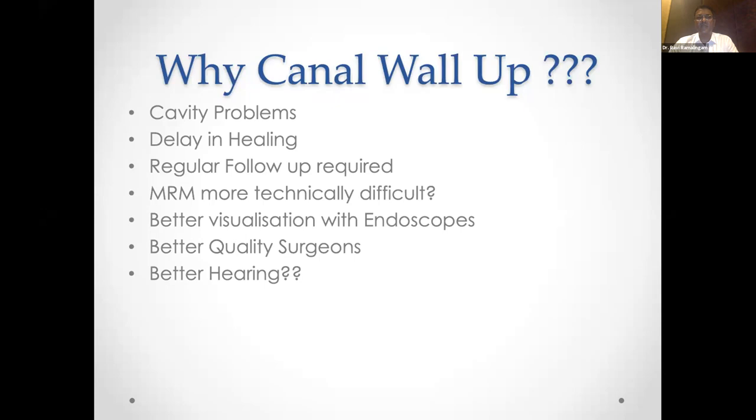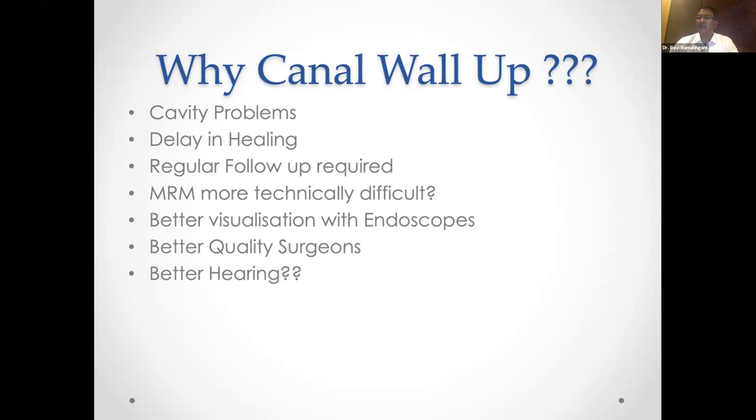And I believe that in contrast to other techniques of middle ear surgery, a modified radical mastoidectomy or a canal wall down is generally considered more technically difficult. We live in an age of endoscopes. We are able to look around corners for better visualization. And therefore, are we better equipped and better capable of removing cholesteatoma with the help of endoscopes, thus obviating the need for a canal wall down? So we are better quality surgeons, and therefore we should be able to remove the disease better. The last, not accepted, that's why I put the question mark, do you get better hearing results with the intact canal wall technique?